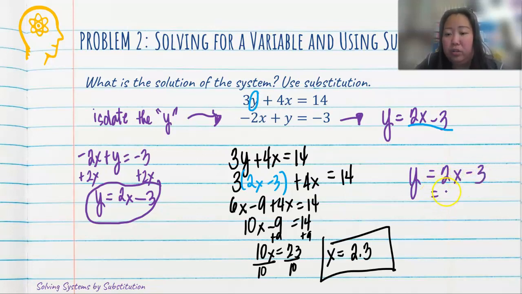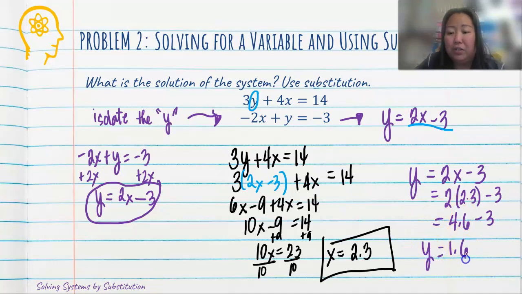And so what you will do is you will have 2 times the x, which is 2.3, minus 3. This is now going to be 2 times 2.3. That's going to be 4.6 minus 3. And so your y is going to be equal to 1.6. So those are your solutions. X is going to be 2.3 and y is going to be equal to 1.6.